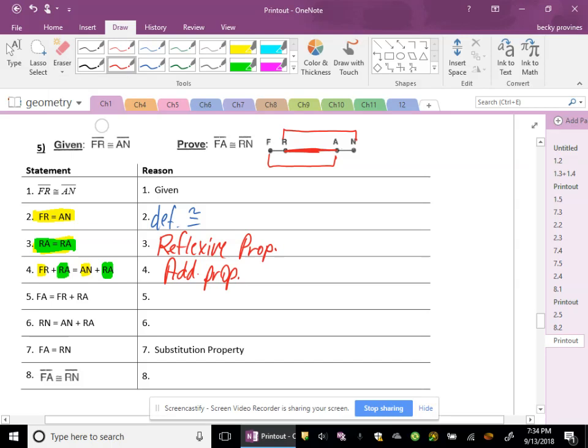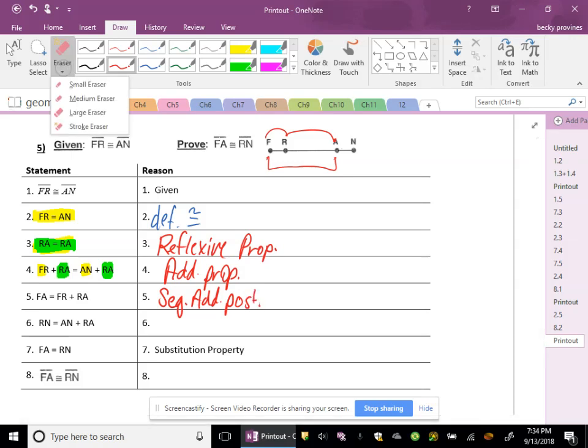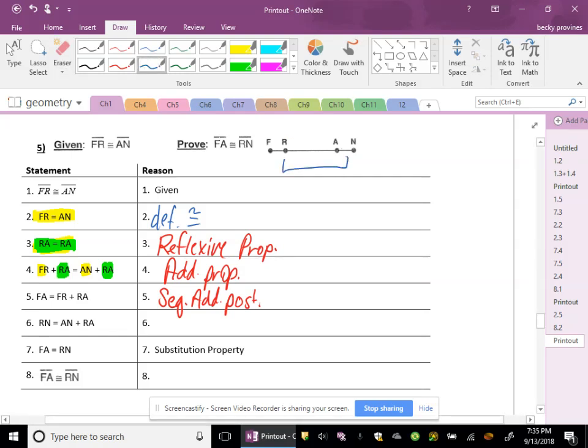Cool. Now, let's go back to the picture and say, if I have F to A, is it made up of F to R and R to A? Sure. What's that called? It's from chapter 1. This is called the segment addition postulate. Let's try it again. For step number 6, from R to N, is it made up of AN and RA? Sure. What's that called? This is segment addition postulate.